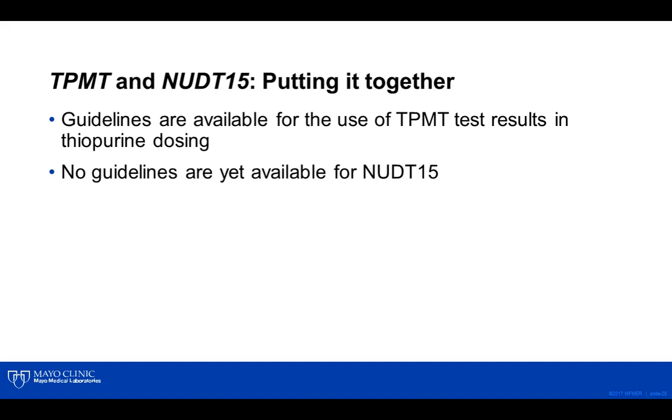However, there are now a number of studies in the literature where genotyping has been performed on both TPMT and NUDT15. In these cases, the number of alleles that result in decreased activity are counted and are called a risk score. Let's look at an example.